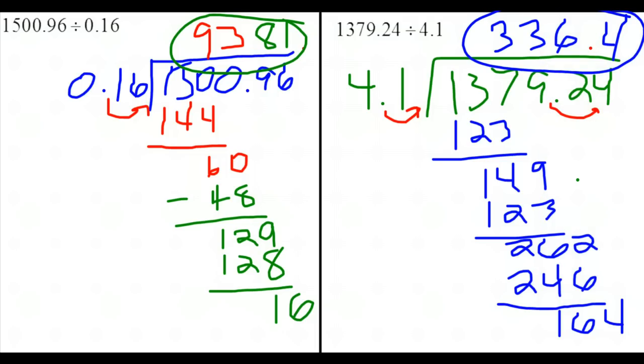So again, just as a review, if you have a decimal point in your divisor, you can move it so that the divisor no longer has a decimal point, but you have to remember to do the same thing to all numbers involved in the division.